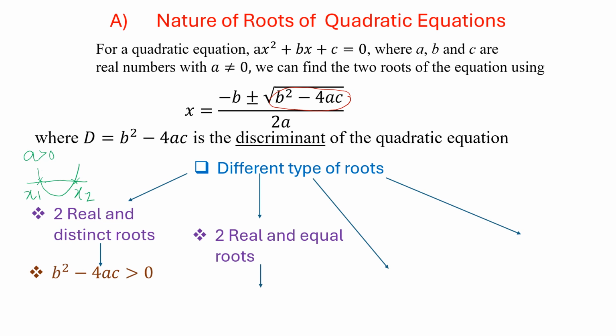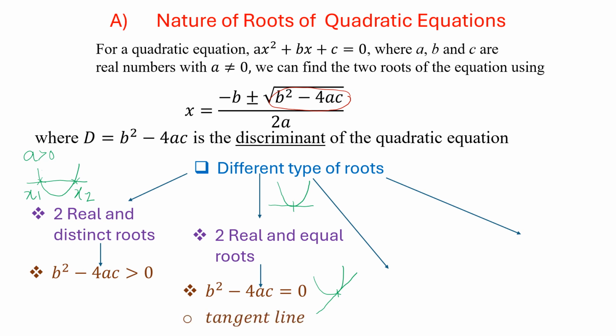Alright, so now let's look at two real and equal roots. To get two real and equal roots means the curve only intersects the x-axis at one point. And that happens only when your b squared minus 4ac is equal to 0. Sometimes b squared minus 4ac equals 0 also happens when you have a curve and a tangent line. The tangent line will intersect the curve at only one point, and that will give you two real and equal roots. And that is when you can use b squared minus 4ac equals 0.